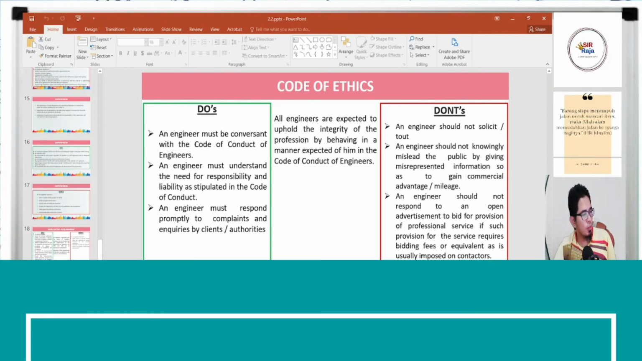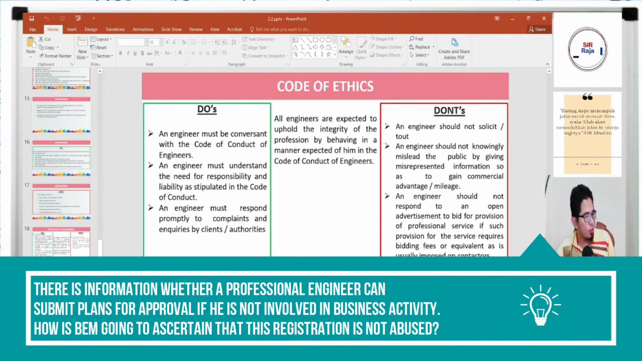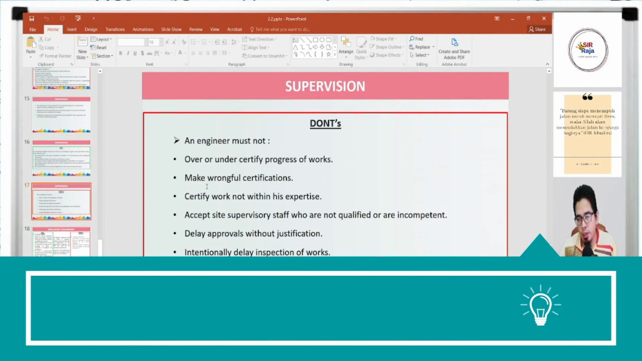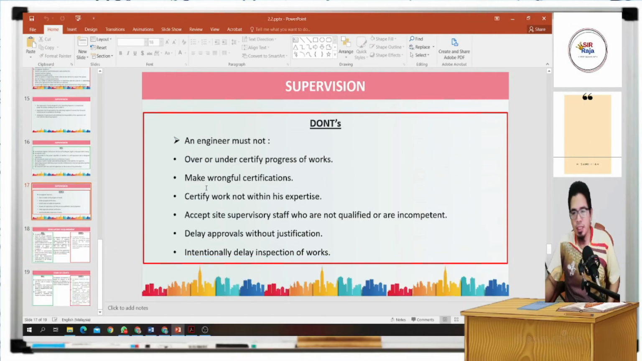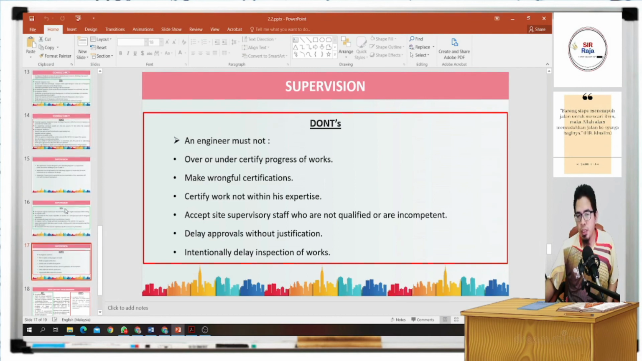Okay, so alright, there is information on whether a professional engineer can submit plans for approval if he is not involved in business activity. How is BM going to ascertain that this registration is not abused? Okay, so apa ni cakap ni? So you know that one of the responsibilities of a PE is to approve, to sign documents lah, plans, documents, macam designs, calculations by the engineering teams, okay, under his supervision only. Tak boleh, okay, professional engineer tak boleh sign yang bukan bawah supervision dia, yang bukan bawah involvement dia, okay, yang bukan bawah company dia dan sebagainya lah.